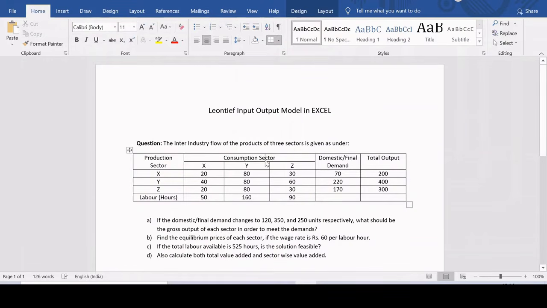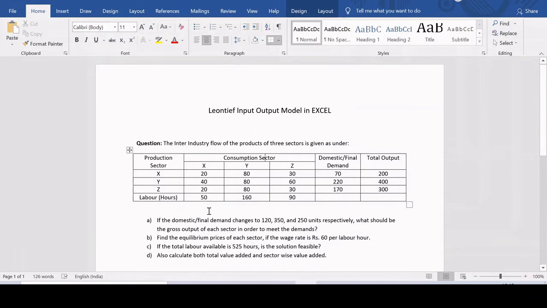Hi everyone, in this video let's understand how we can solve the problems of Leontief input-output model in Excel. For this I am taking this problem, and in this we are given the inter-industry flow of the products of three sectors X, Y and Z. So we are provided the intermediate consumption, the final demand and the total output of the three sectors. Along with that we are also given the information regarding the primary input, which is labor, in terms of hours.